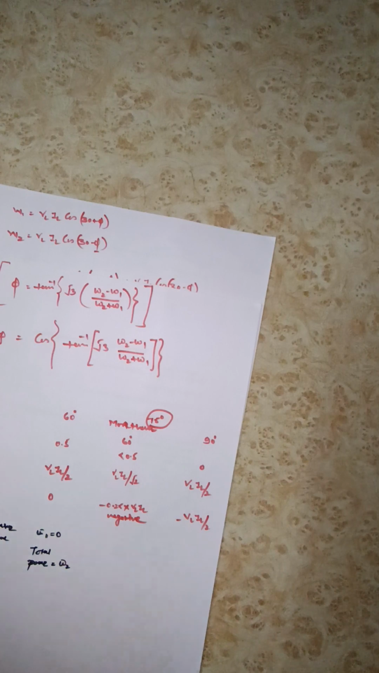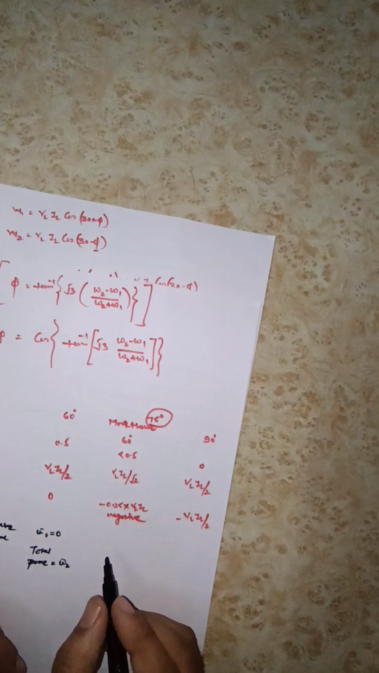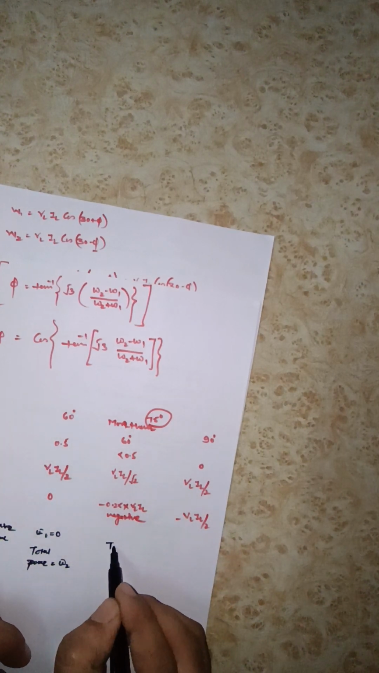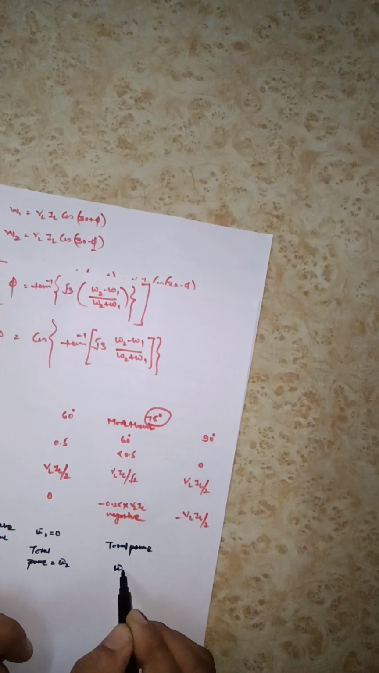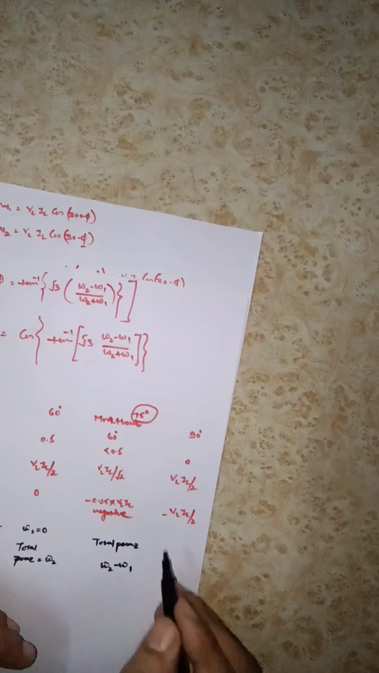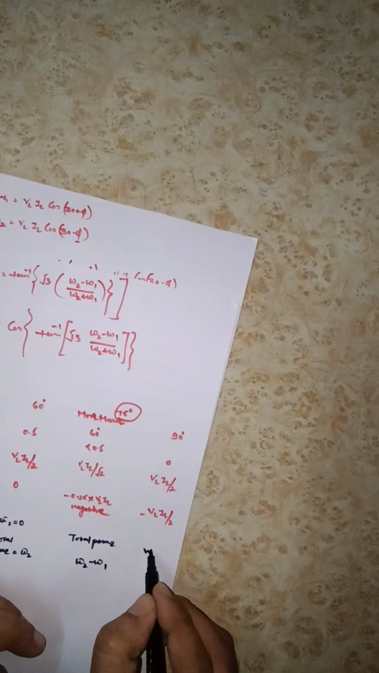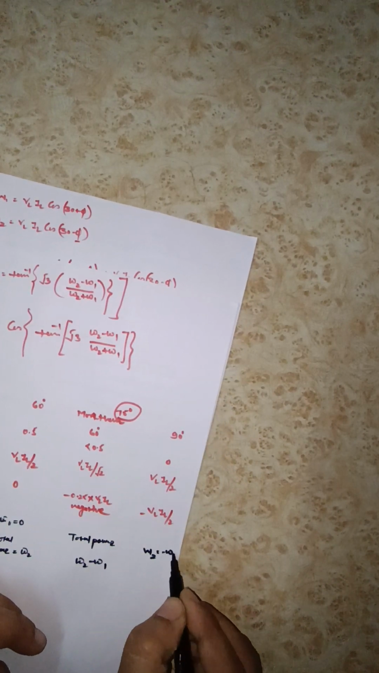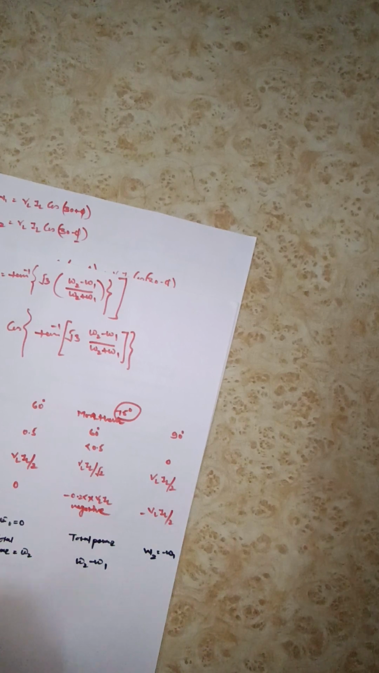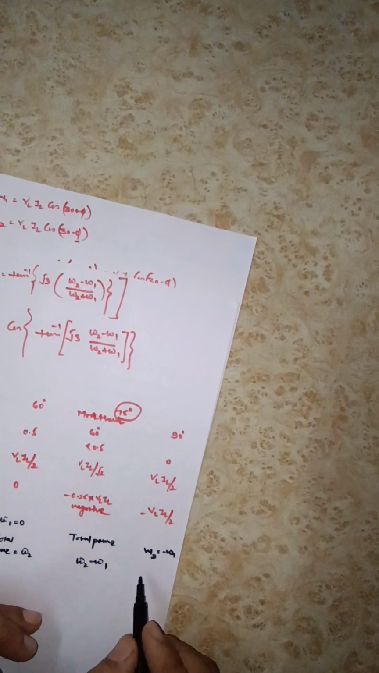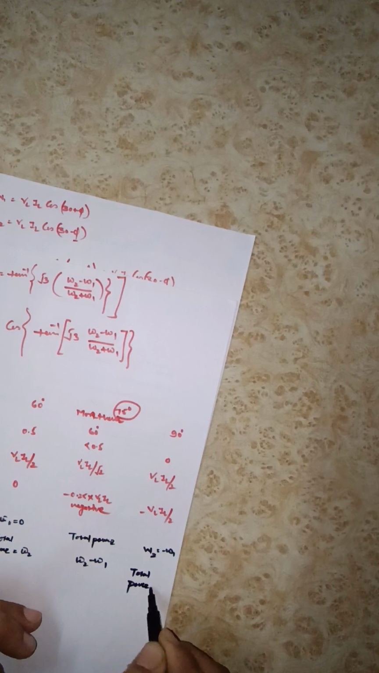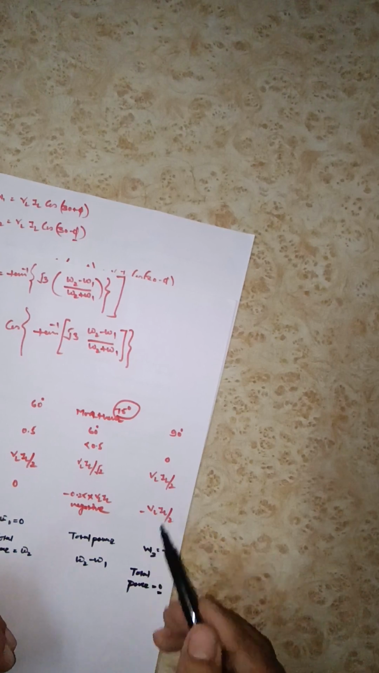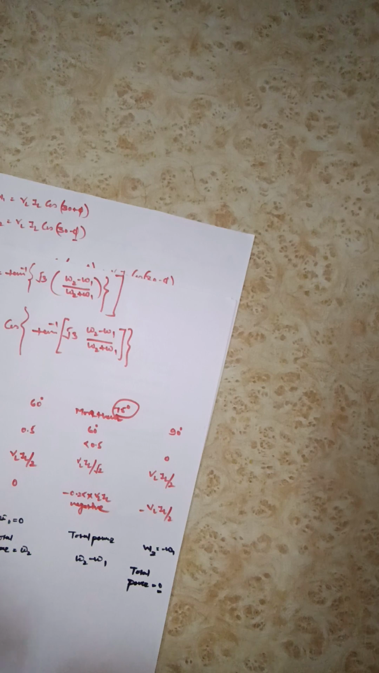So what conclusion we can write here? Total power will be equal to W2 minus W1. And what is the significance here? W2 is equal to minus of W1. So when you add these two, the values will get cancelled out. So total power will be equal to 0.